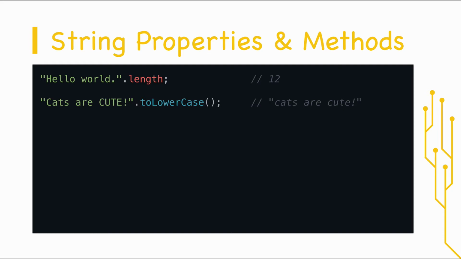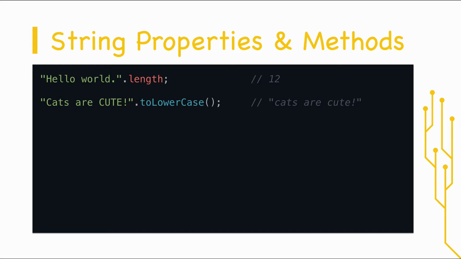Okay, so now let's talk about methods. Now we already know about length, which is a property of the string, but strings can also have methods. Methods are like functionalities that you can apply to strings. In most cases, methods actually allow you to do something with the string. Here's an example. Here we have a string. In this case, the string says cats are cute and then an exclamation symbol. And then we have applied the toLowerCase method to the string.